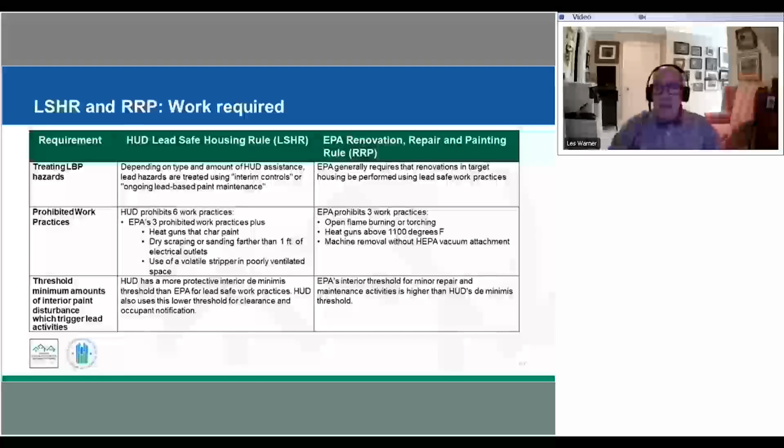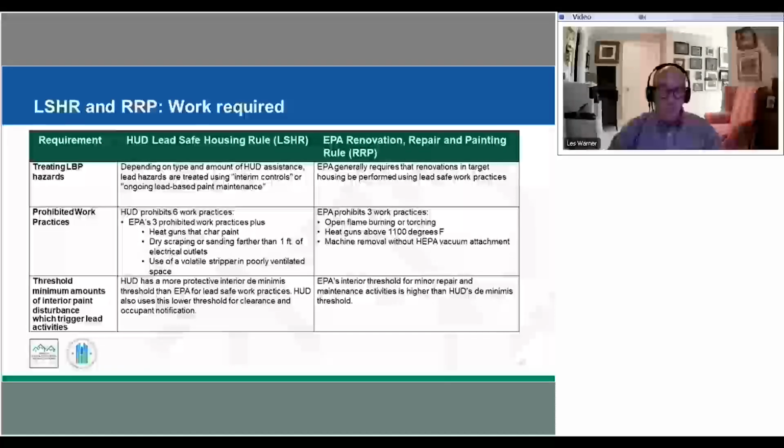So EPA prohibits open flame burning or torching to remove paint, using heat guns that are above 1100 degrees, or using some kind of machine removal, grinding or sanding that's without a HEPA vac attachment. So, controlling any dust that's being generated. But in addition to those, HUD also has a prohibition on using a heat gun where we're going to char that paint surface or any kind of dry scraping or sanding, or use of a volatile stripper in a poorly ventilated space.